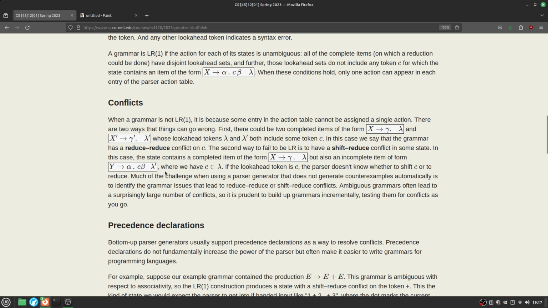Much of the challenge when using a parser generator that does not generate counterexamples automatically is to identify the grammar issues that lead to reduce or shift reduce conflicts. Ambiguous grammars often lead to a surprisingly large number of conflicts. So it is prudent to build up grammars incrementally, testing them for conflicts as you go.